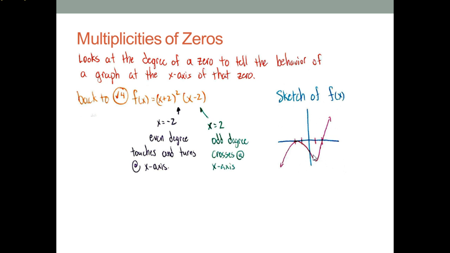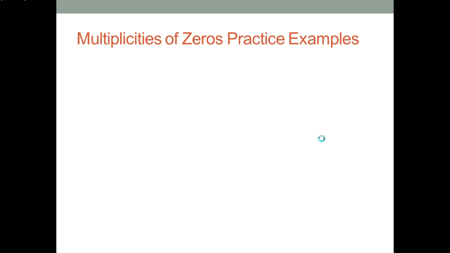I don't care if it's positive or negative, I care that I know that it touches and turns at the x-axis. And then here also I see that at +2, it crosses the x-axis. It goes from negative to positive. So that's what the multiplicities of zeros are going to do for us. They're going to tell us the behavior of the graph at that zero. So again, where it has an even degree, it will touch and turn, and where it has an odd degree, it will cross. So let's take a look at some practice examples.